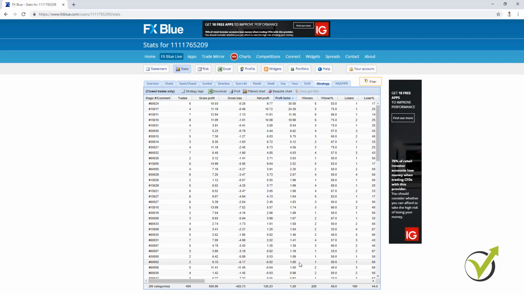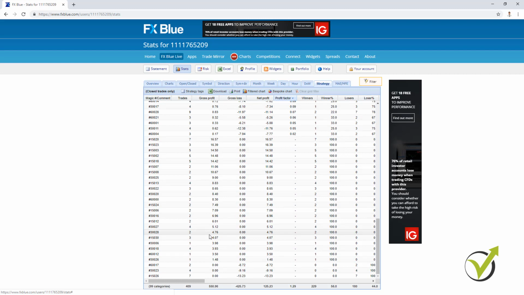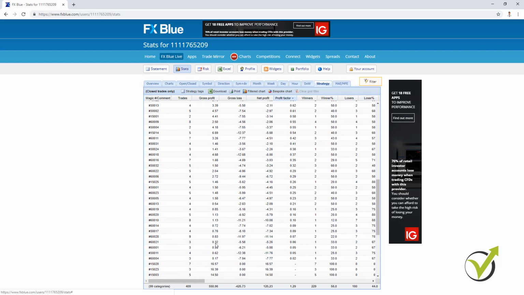I keep the strategies that have profit factor higher than 1.2 in my trading account, and the strategies that have profit factor below 1.2 and have more than 5 trades, I will remove them from the account and I will continue trading with the rest. Okay, so this is how I filter the strategies with the website.